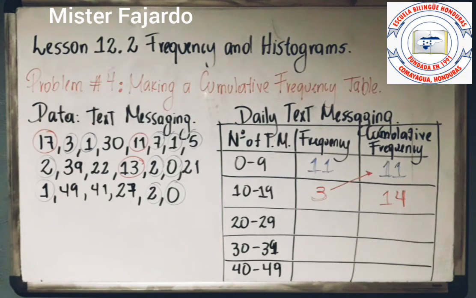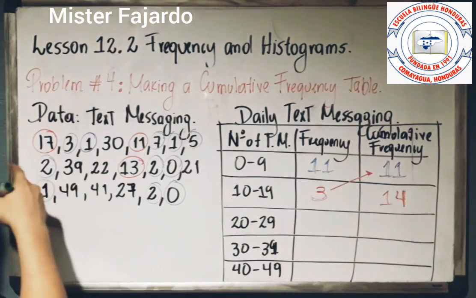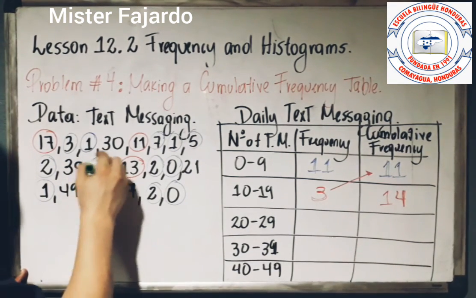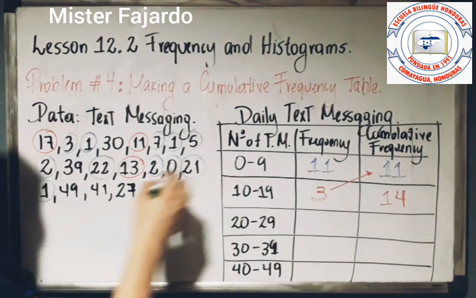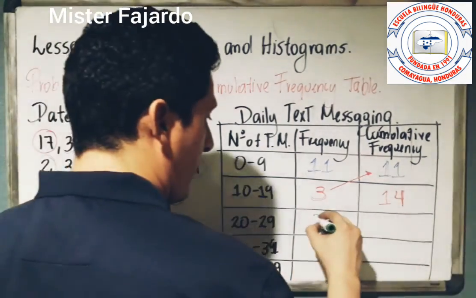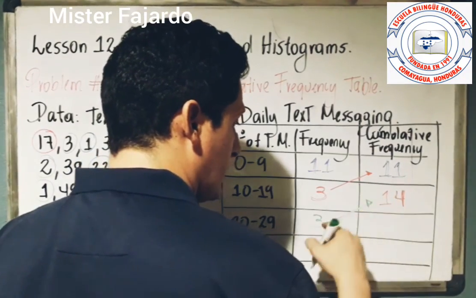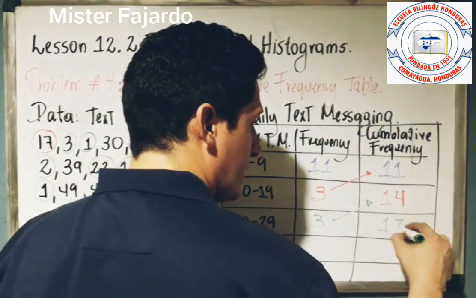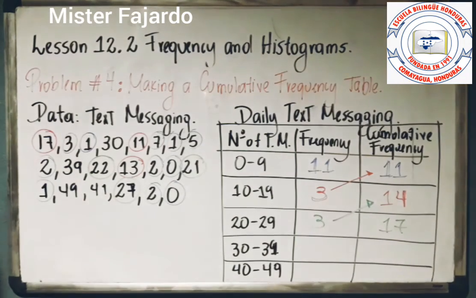Then, in the next example, for 20 to 29, we look for values. We have 1 here, 2, and another one, 3, just 3 values. That means that you're going to have 3 here, and again you need to add this, and it is going to be 17 in the cumulative frequency.